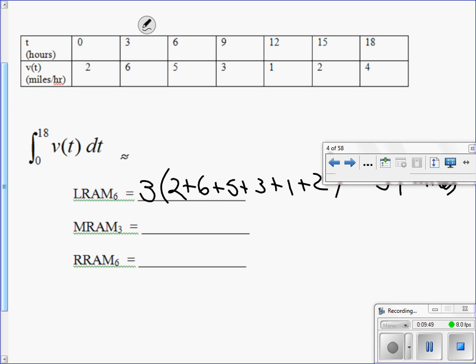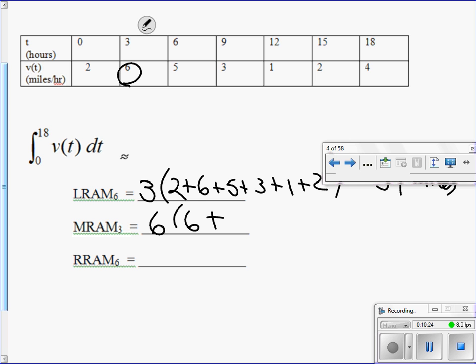So if I'm using 3 rectangles, what's the width of each rectangle? 6. So now I have to figure out what the 3 heights are, because if I only have 3 rectangles, I should only have 3 heights. For the first rectangle, times go from 0 to 6. Whose y coordinate do you want to use for the height of the first one? You want to use the y coordinate at 3, which is 6. So 6 will be the height of the first rectangle.